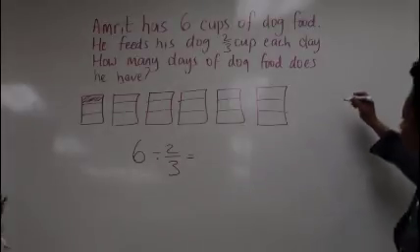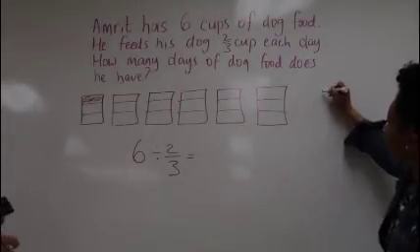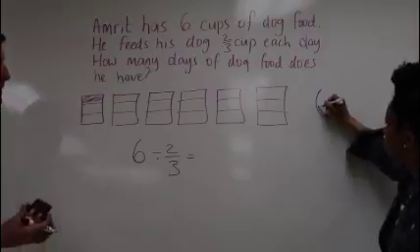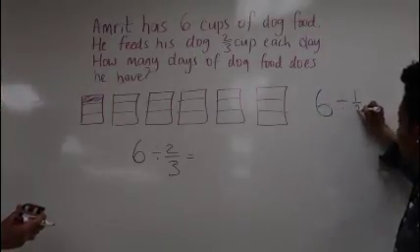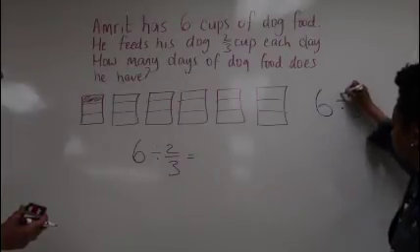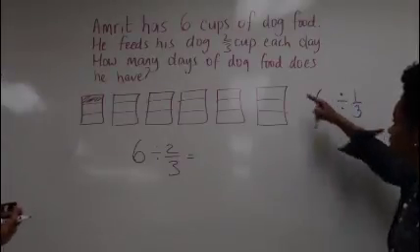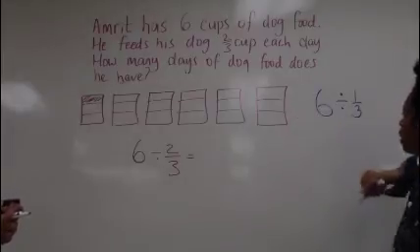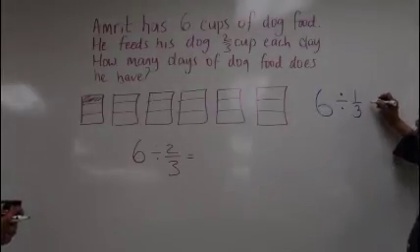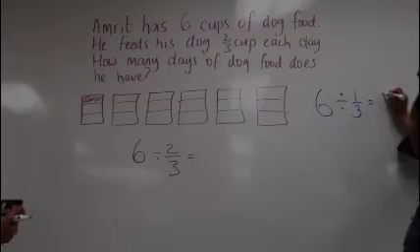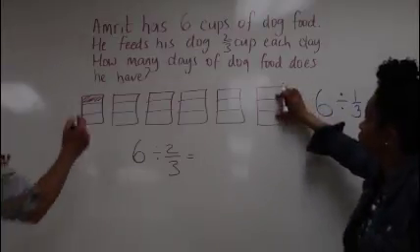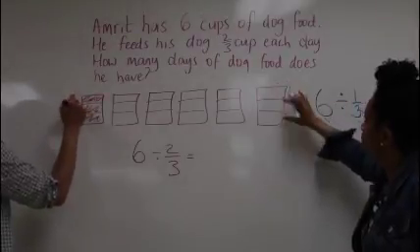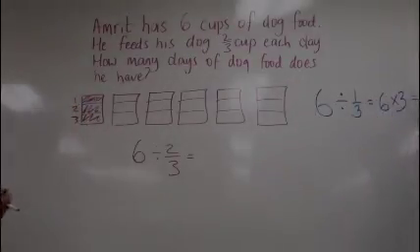Okay, and so if I was to represent what we saw Vince doing here, we have our 6 cups. He divided each of those 6 cups into thirds. And then he asked himself how many thirds are there in 6 cups. And that resulted in us getting 6 times 3, because we see there's 3 groups in 1 cup. So that resulted in an answer of 18.